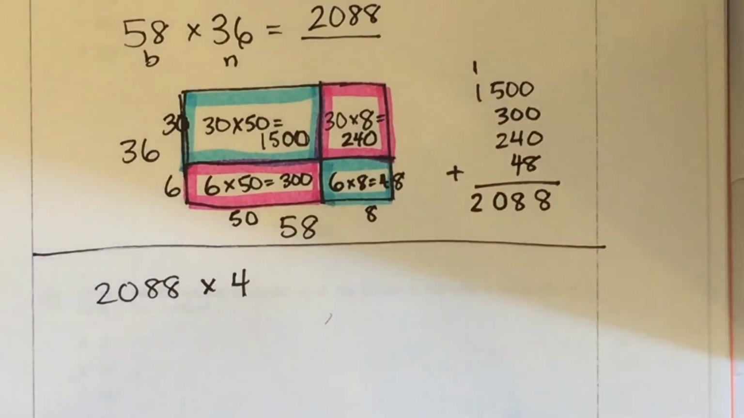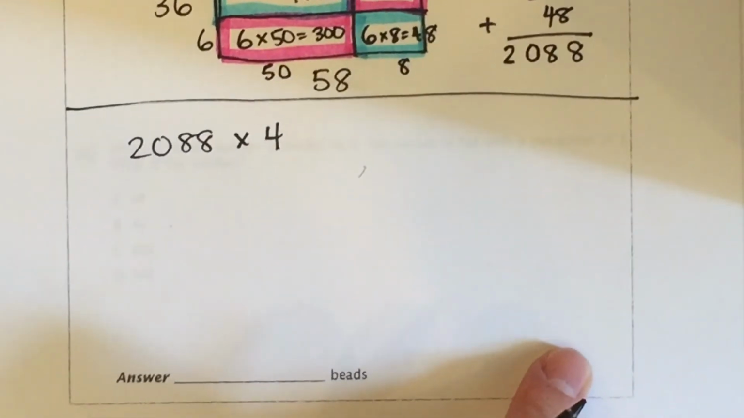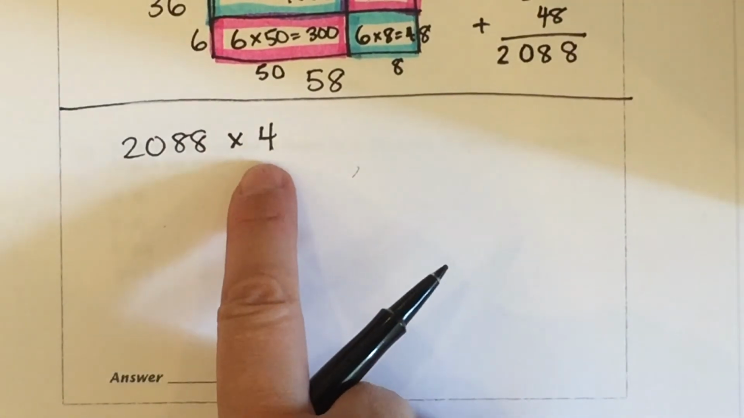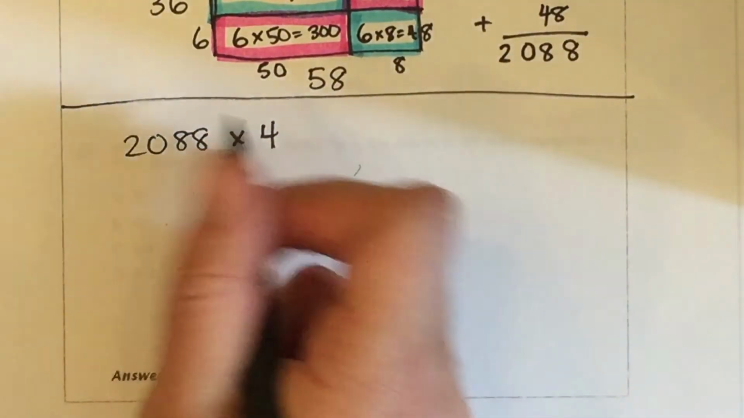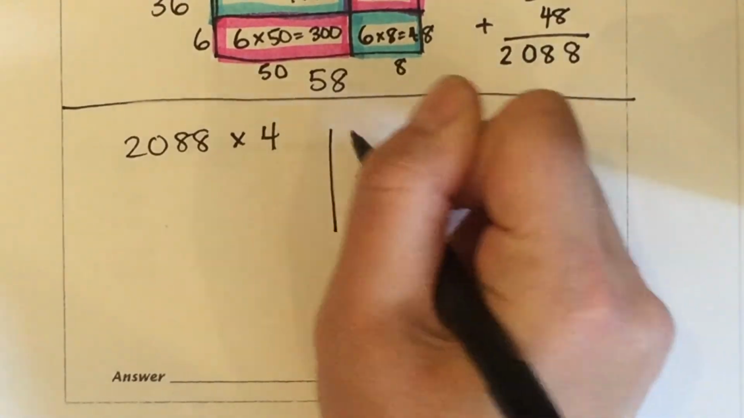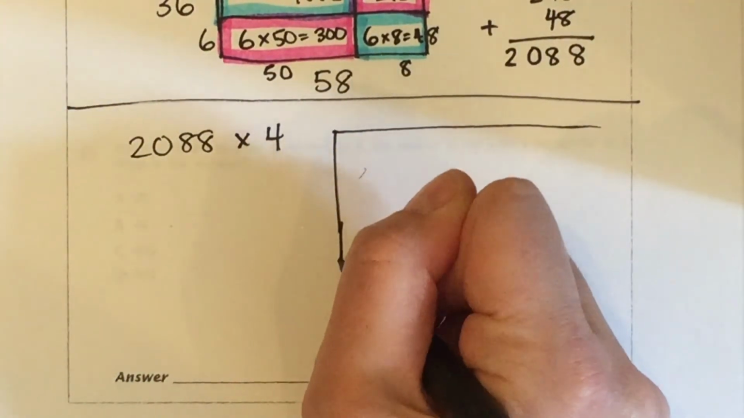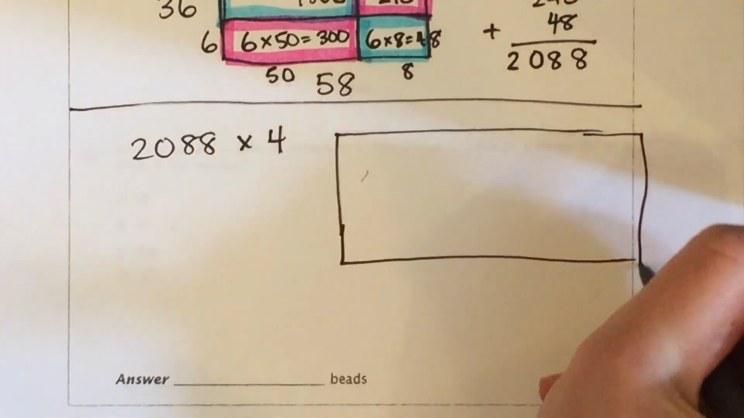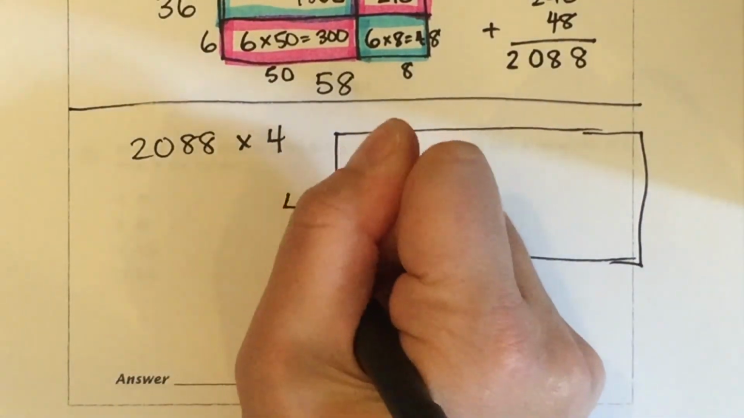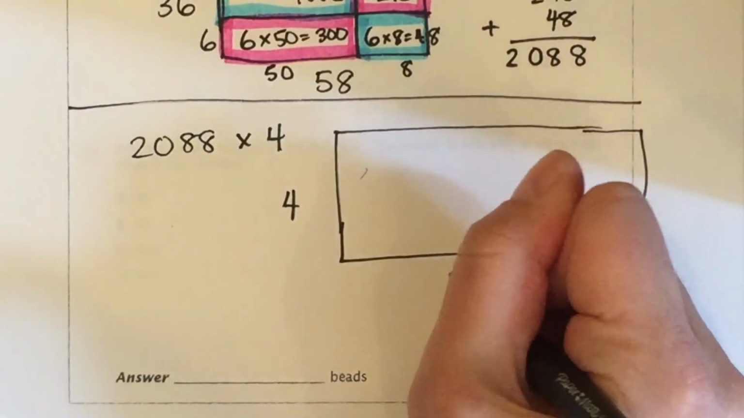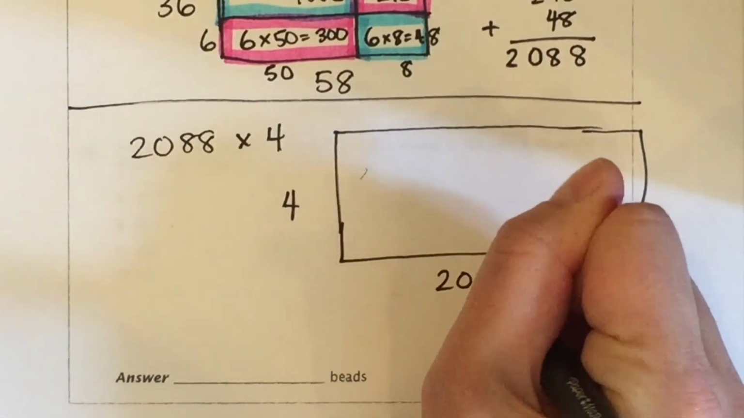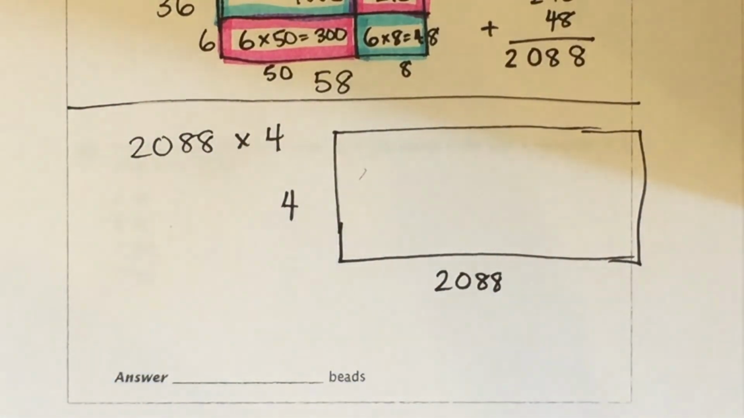Well, I can again use the open array. This time though, since one of my factors is 4, I'm not going to have to break it up at all. I'll just have to break up the 2088. All right, so obviously not to scale, but I'm going to draw a rectangle. This side is obviously the 4 side because it's smaller, and this is going to be the 2088 side because it's longer. Now I'm going to think about how I can split this up into more friendly numbers.